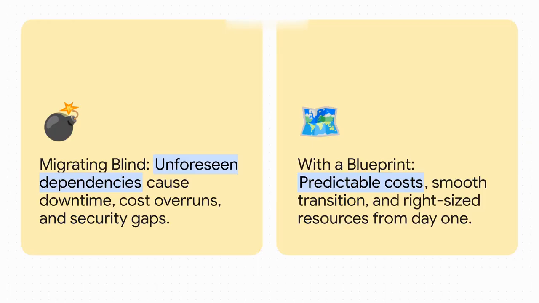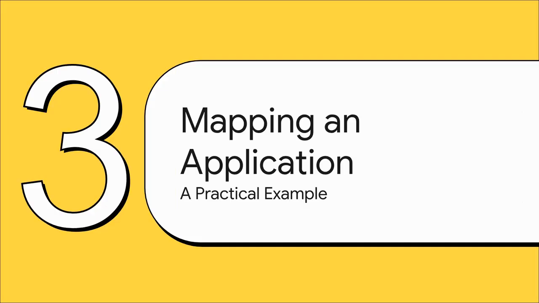And this slide, wow, it really shows you the night and day difference. On the left, when you try to do this blind, it's just chaos. Dependencies you didn't know about cause downtime. You end up spending a fortune on resources that are way too big. And security gaps, they pop up when it's way too late. But look at the right side. With a blueprint, everything changes. Your costs are predictable, the move is smooth, your resources are the right size from the get-go, and you actually have a clear shot at hitting your business goals. It's a no-brainer, really.